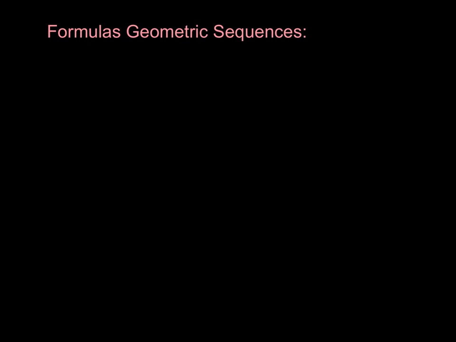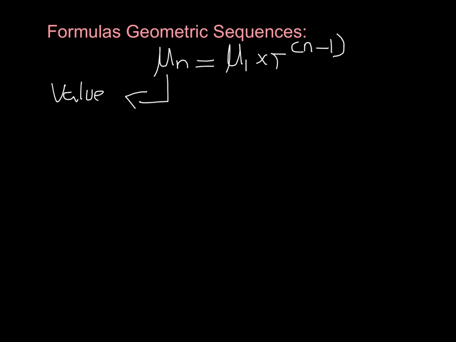Now, when we want to find a term in a geometric sequence, we will only need to apply two formulas. The first one, that is the general one, is un equals u1 times r to the power of n minus 1, where un is the value in position n of the sequence, and u1 is the first value.